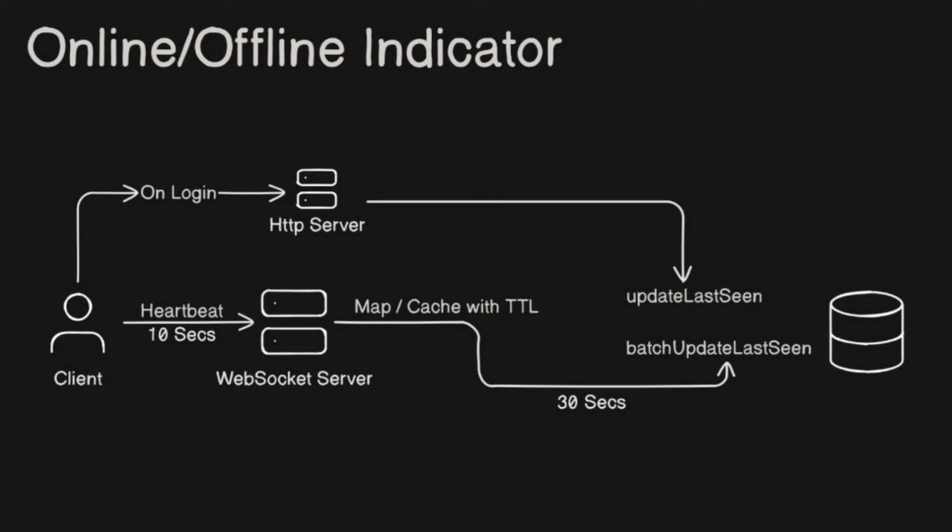Once the heartbeat is received, we can typically use a map or a cache with TTL, which is set to leave after some seconds, and update the results over there. Now after 30 seconds or some seconds, we can process them in batch, which will give us a performance boost.